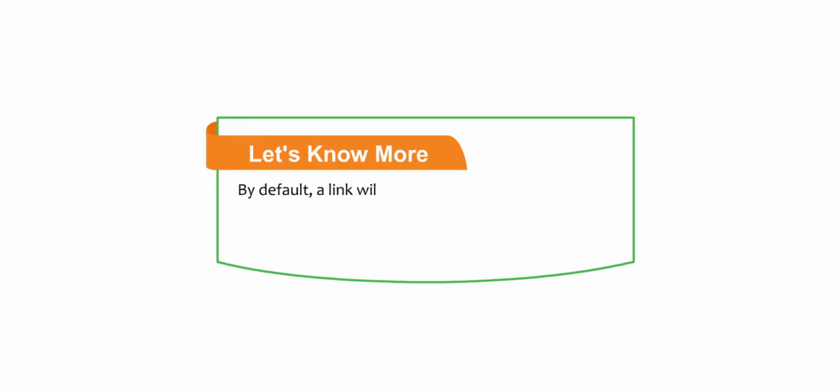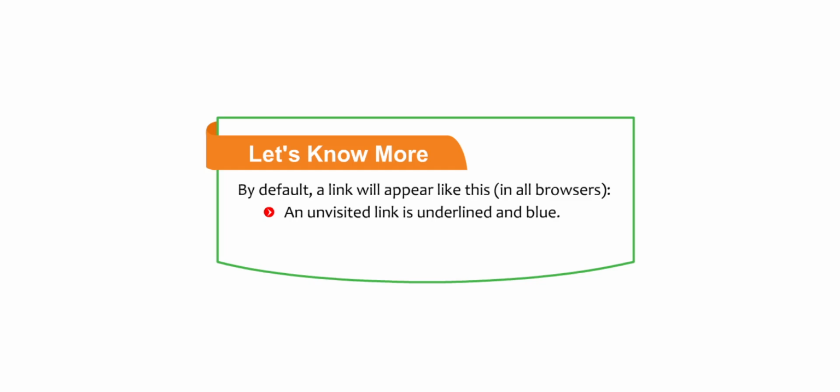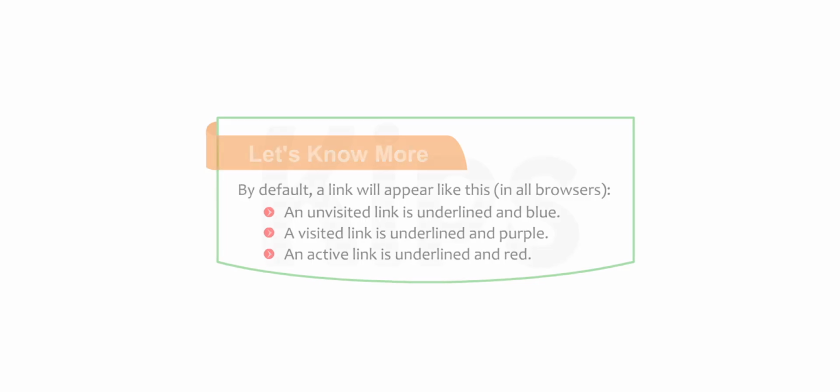By default, a link will appear like this in all browsers. An unvisited link is underlined and blue. A visited link is underlined and purple. An active link is underlined and red.